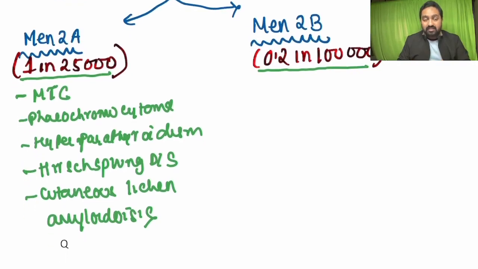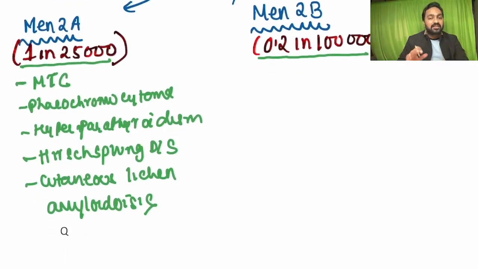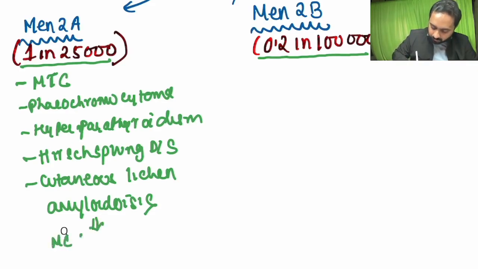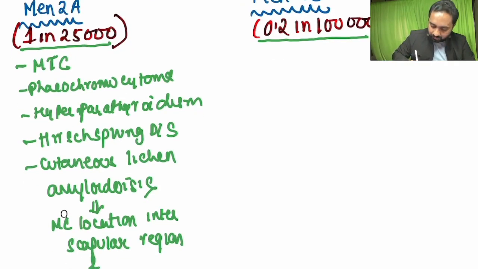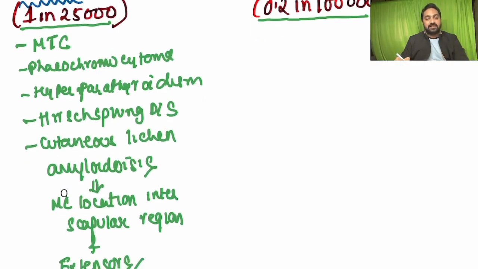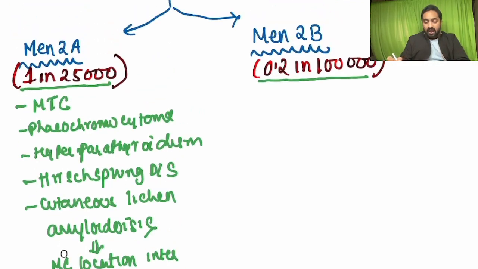So where is the most common location of this cutaneous lichen amyloidosis? It is usually in the interscapular region and the extensors, right? So the most common location is the interscapular region and extensors, right? And what are the tumors in your MEN type 2B?